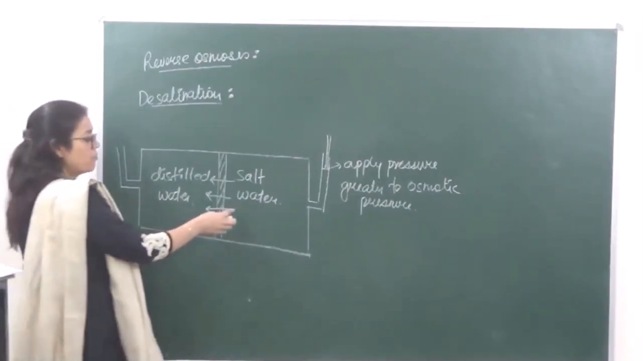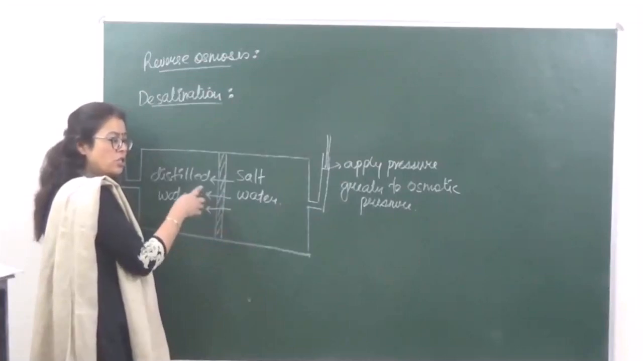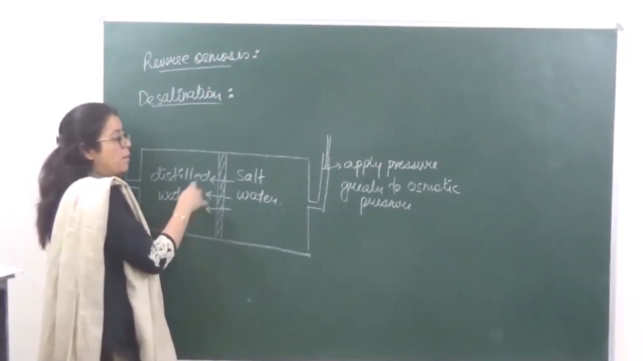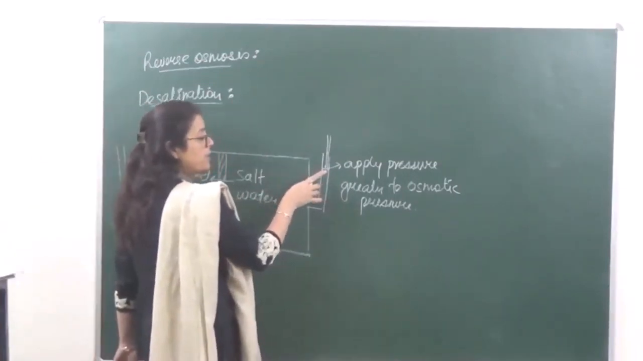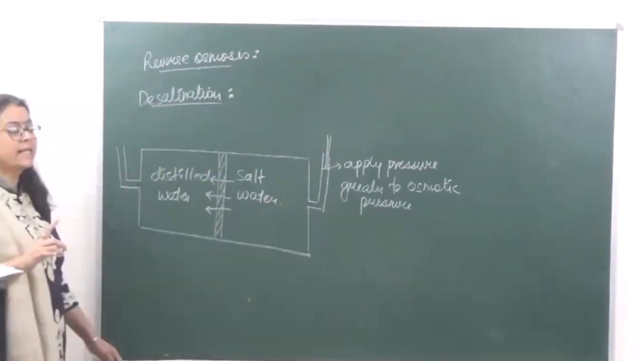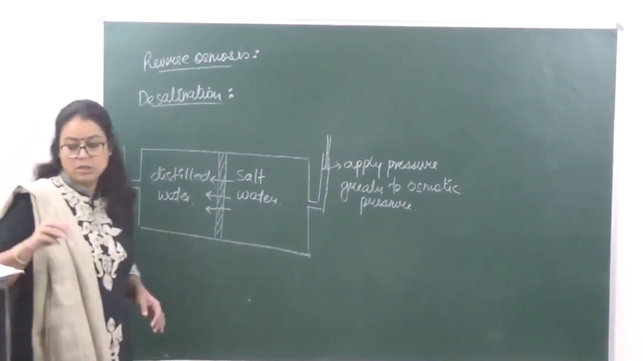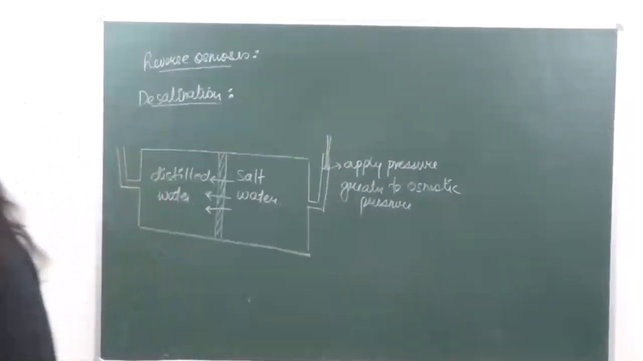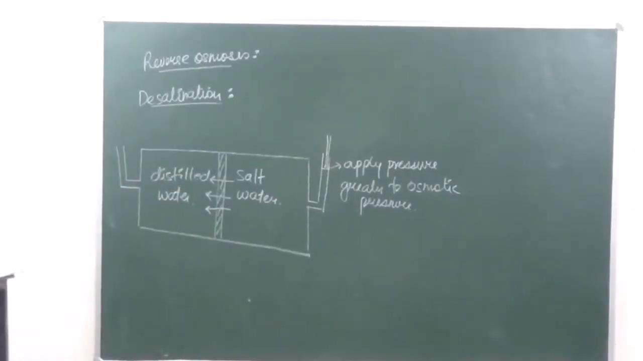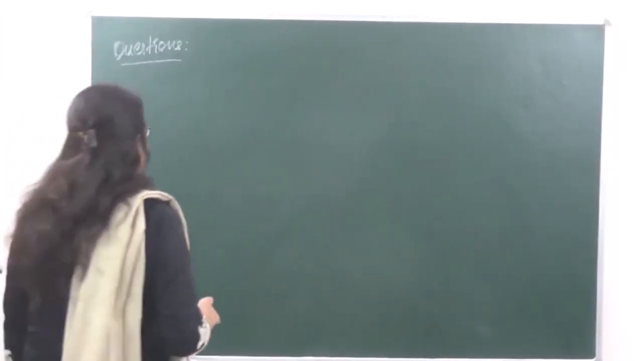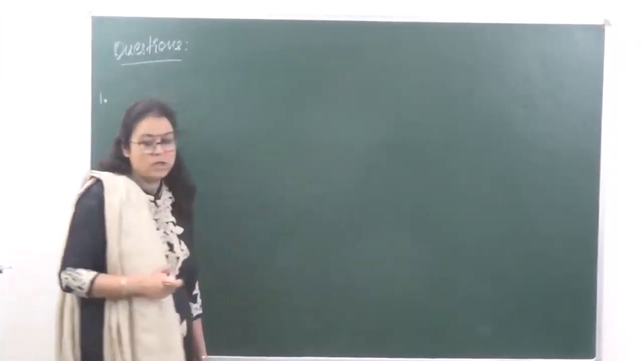Water starts flowing from its lower concentration to its higher concentration. But the pressure which we are applying over here should always be greater than the osmotic pressure. Have you understood? So this is what reverse osmosis is. So let's do a few questions in the next section. Okay, let's do a few questions regarding osmotic pressure.